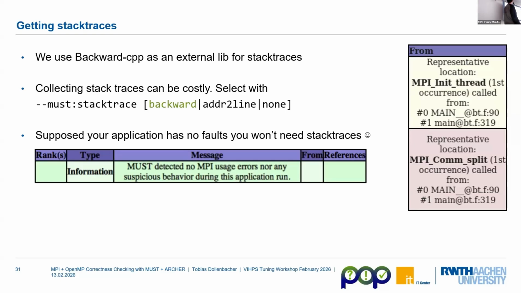We offer stack traces. Stack traces are collected by the backward-cpp library. There are three options for a stack trace. We can get no stack traces, addr2line, which just gives you basically the last one, or backward, which gives us the whole stack trace. However, stack traces are a little bit expensive, so you might want to think about whether you want stack traces, or whether just the errors with addr2line might be enough for you.